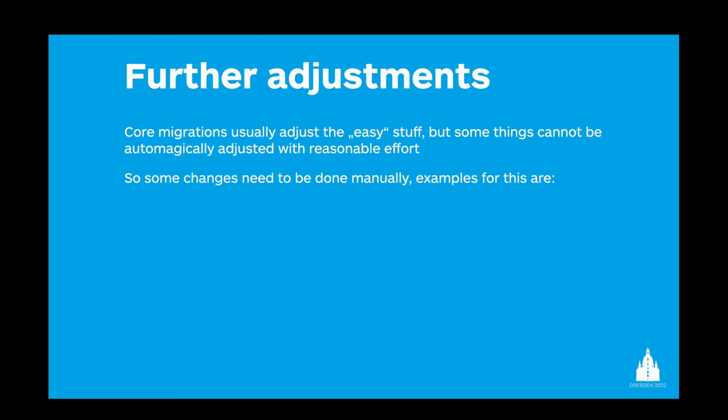And now, not all changes that you need to be doing are done automatically by the core migrations. There are things that cannot really be automated, where you must actually understand the code at hand to judge if that needs to be renamed or fixed or how it needs to be rewritten to still be usable. Some examples are the removal of the Fusion prototype generator. If you need to adjust to that, that's manual work.